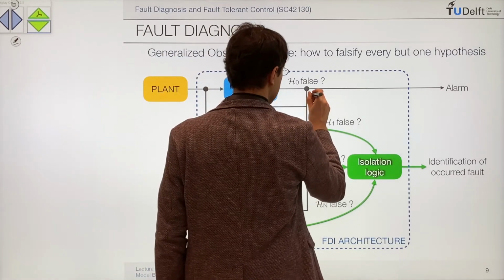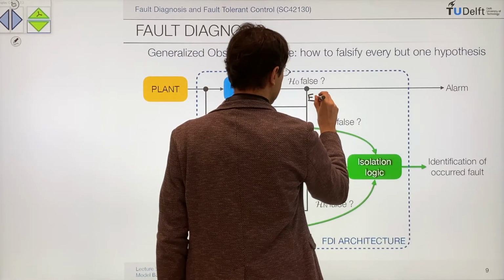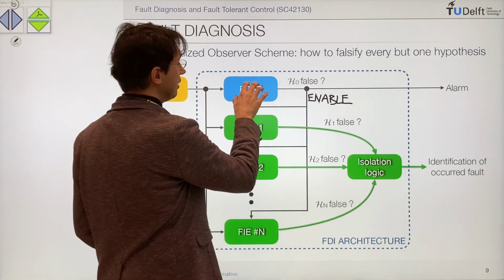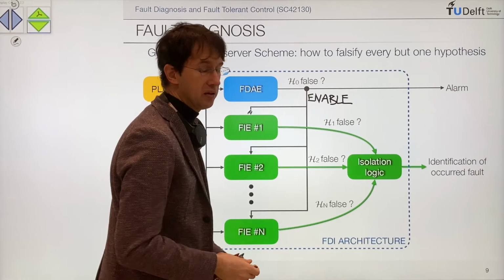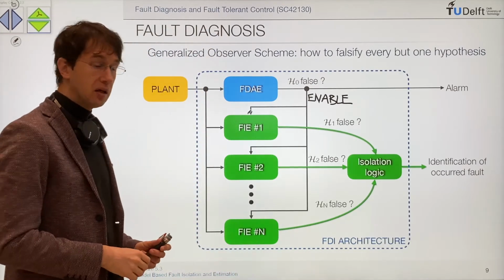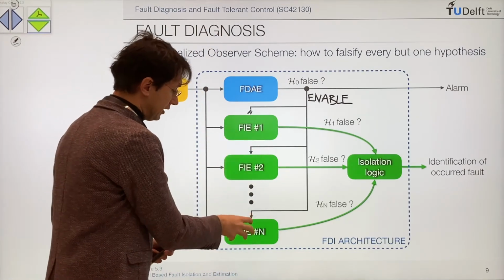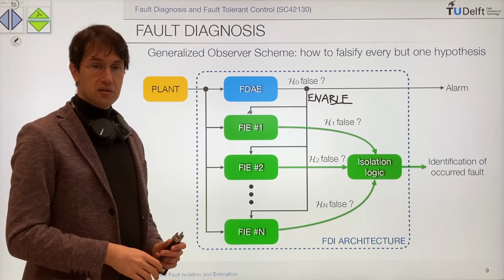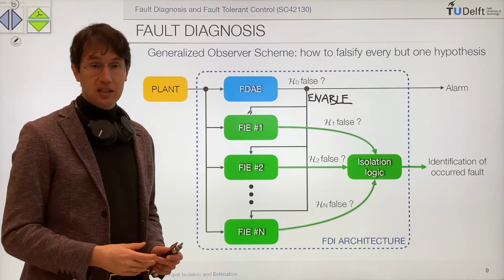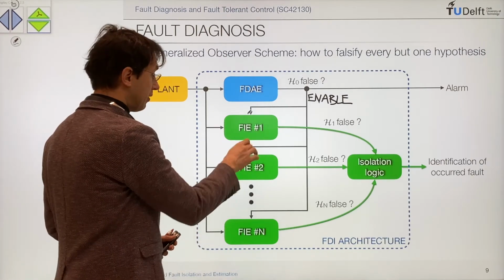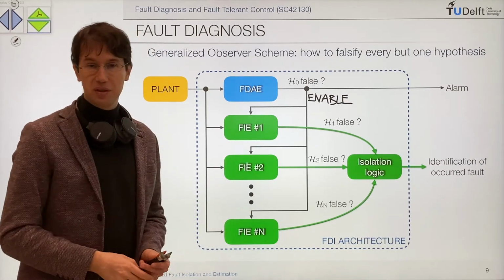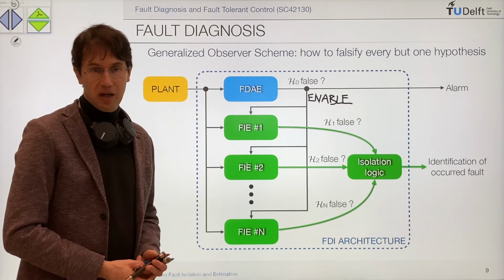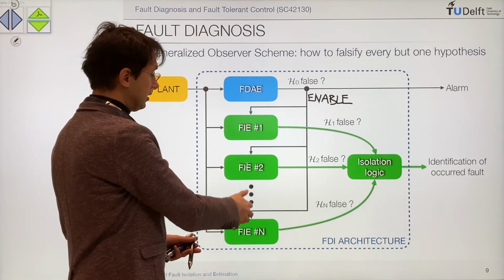What you see here is an enable, which means until you falsify the null hypothesis, there is no reason to activate these observers. Also, because it will not make sense, because when the system is healthy, all the hypotheses will be falsified, because no faulty behavior will match the healthy behavior.